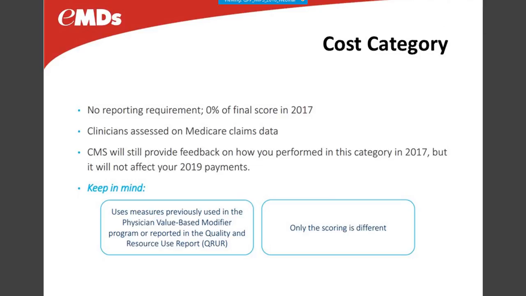The cost category for MIPS is the one of the 4 that is not going to impact us for 2017. But this is the item that is replacing the value modifier program that is now being called the cost category under MIPS. So this scoring does not impact us for 2017, but the clinicians will still receive their QRUR reports, or their quality and resource use reports, to let them know how they're doing. And I would expect that this category, of course, will move up in percentage as the years go on under the MIPS program.